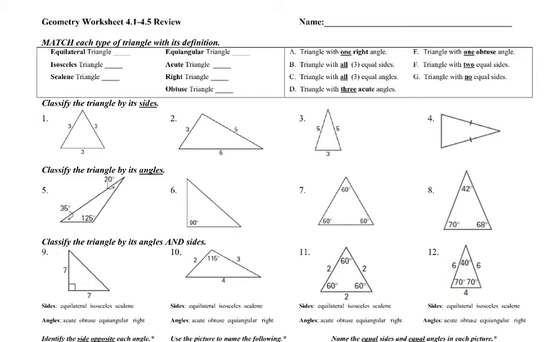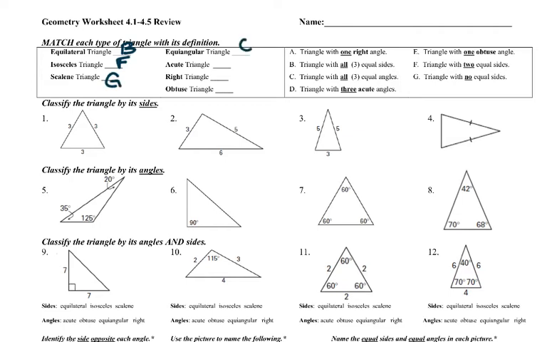Here's our worksheet on the 4-1 to 4-5 review. Just some quick matching to start off with. An equilateral triangle, of course, has all equal sides, so that's B, versus an isosceles triangle has 2 equal sides, F, and a scalene triangle is G, no equal sides.